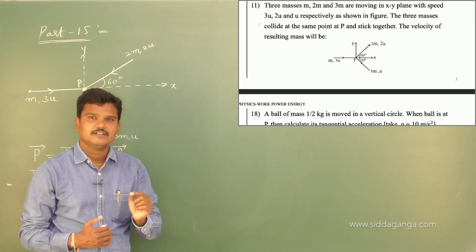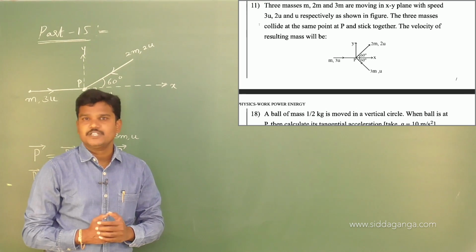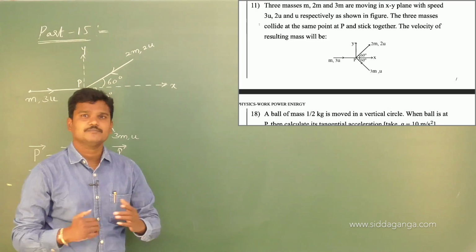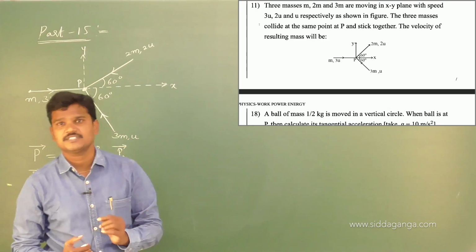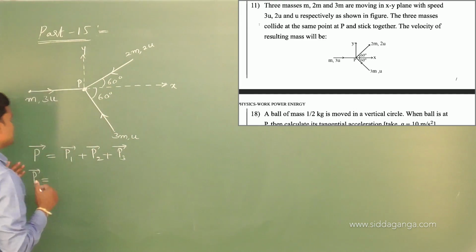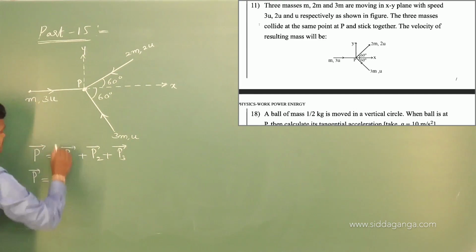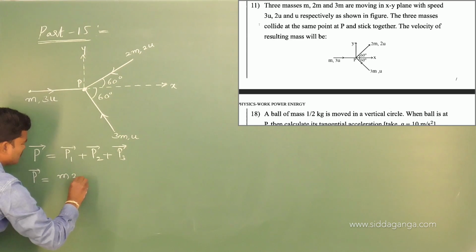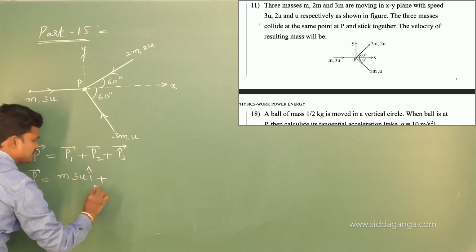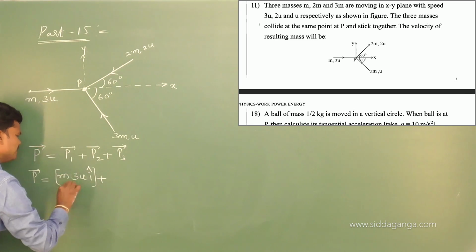The first particle is moving with a speed 3 times u along the positive x-axis. So along the positive x-axis means we have to represent the momentum with an i cap symbol. So the first one is not a problem. Mass and velocity is m and 3u i cap plus. So the first one is completed.